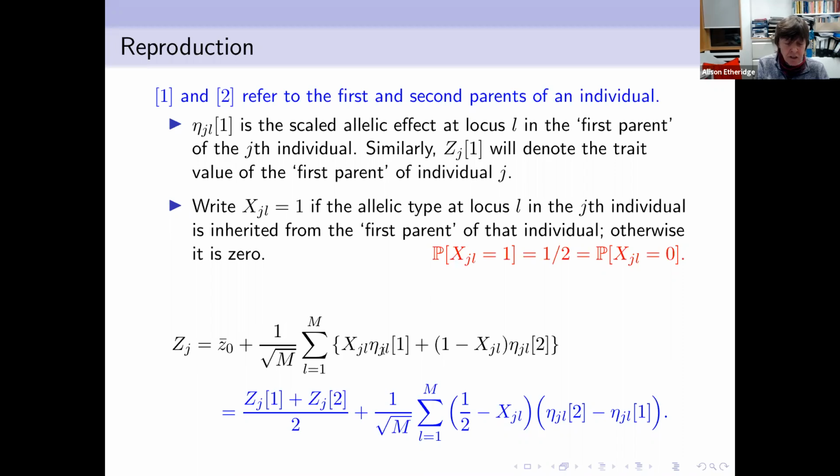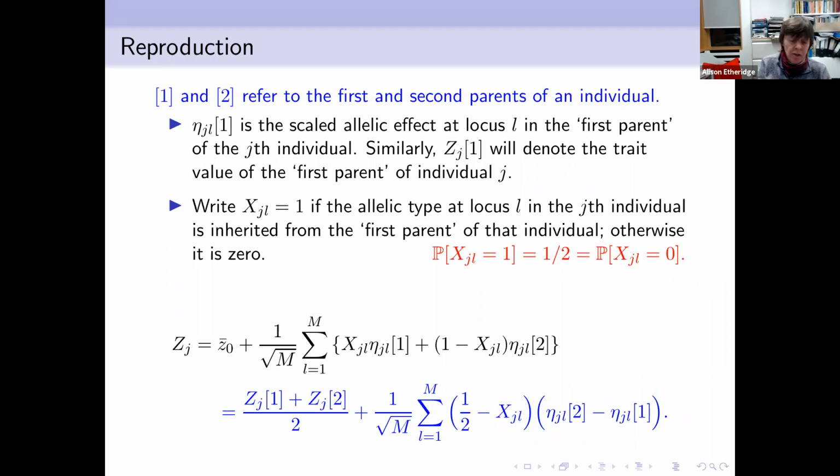Well, if I inherited my allele at locus L from the first parent, then XJL is equal to 1, and there's no mutation, so I'm inheriting exactly that allele, and so my type, eta JL at that locus, is going to be eta JL1. So this is what happens if at that locus I'm inheriting from the first parent, and that happens with probability a half. And if I inherit from the second parent, then XJL is 0, so I don't see this term. 1 minus XJL is therefore 1, and so I see the allelic type inherited from the second parent. So all this is doing is tracking the Mendelian inheritance.